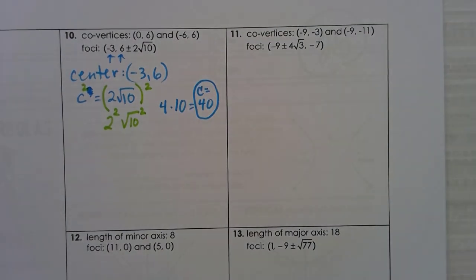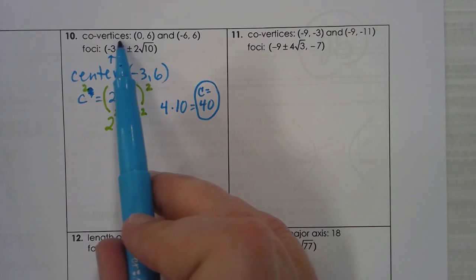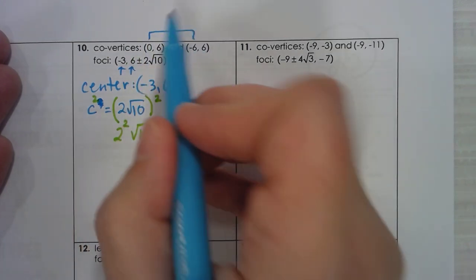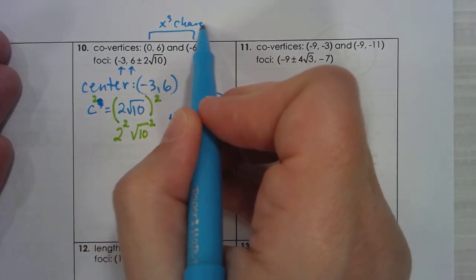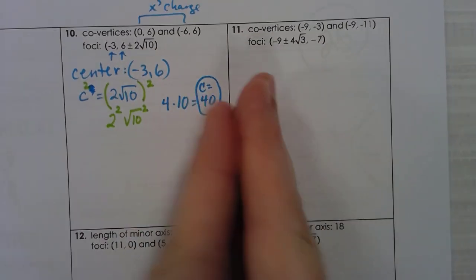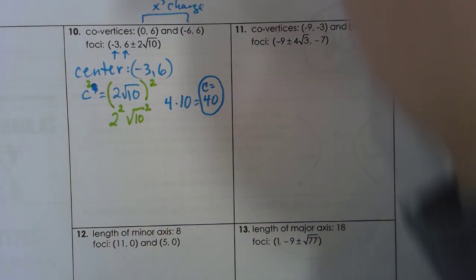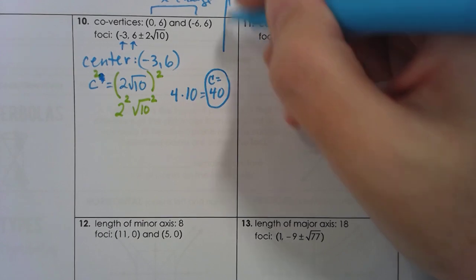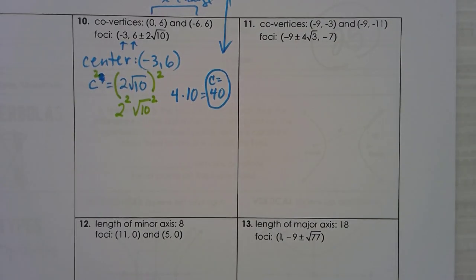We could do all the other things. Can you tell me which direction this one is going to go? So the co-vertices, which letters change for the co-vertices? The X's are changing. So it's vertical. So if the co-vertices go this way, look at my hands, that's the narrow part. That means the long part is going to go vertically. So this is going to be an up and down bigger number under the Y.